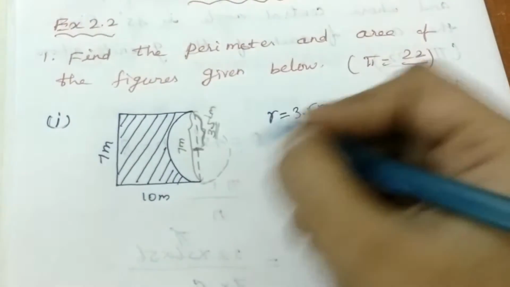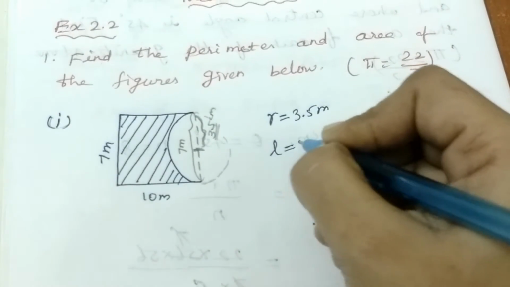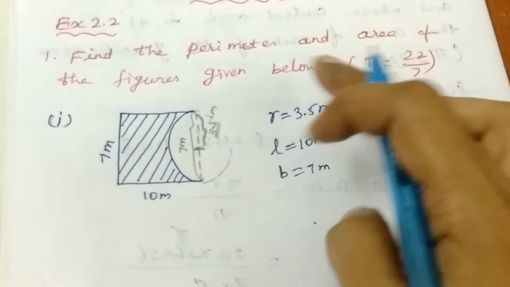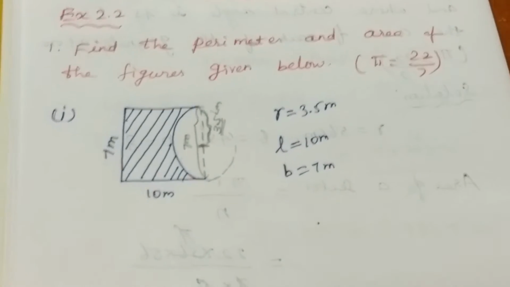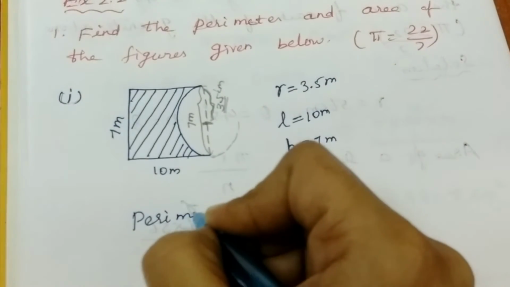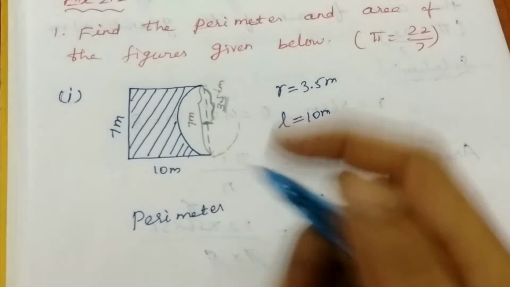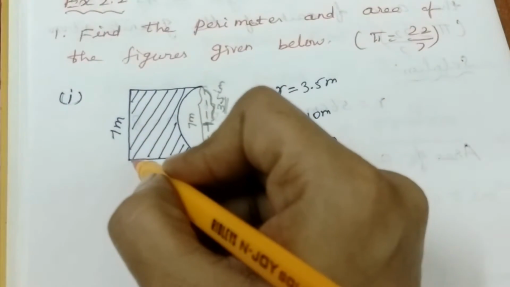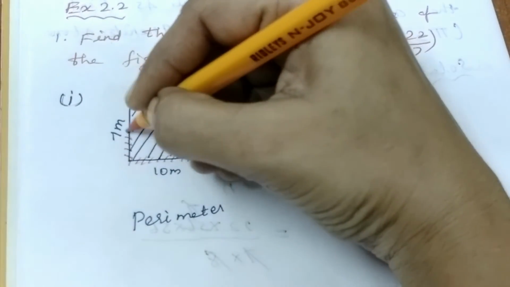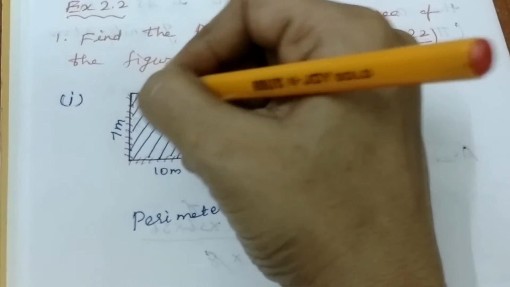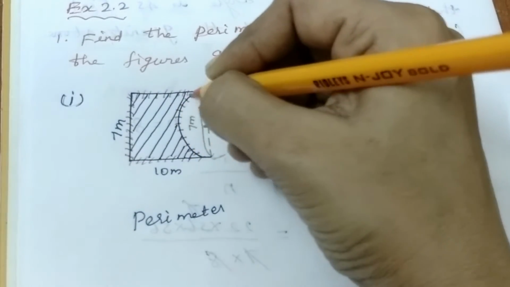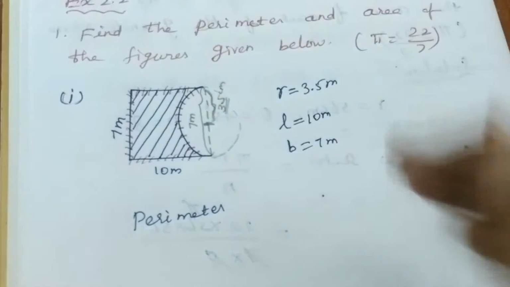What about this rectangle? In our rectangle, our length is 10 meter and breadth is 7 meter. So these are all the informations given in this diagram. Now we are going to find out the perimeter first. What do you mean by perimeter? Perimeter is nothing but the outer part of the shape. So this side, this side, and this side, as well as this arc also. This arc is a semicircle of this circle.